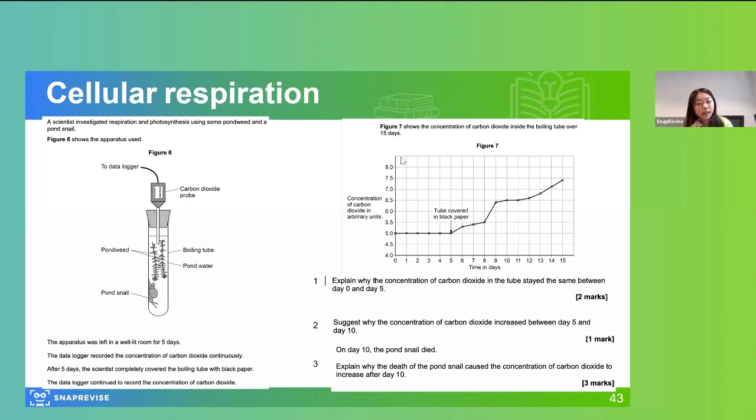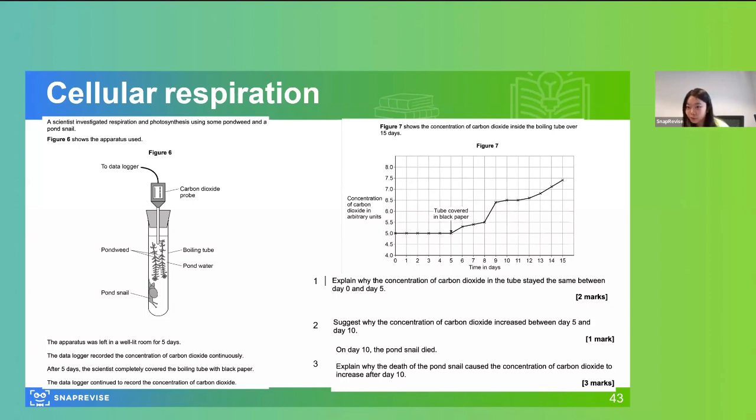Okay, let's have a go at just explaining it very quickly. So the first question is asking you why the concentration of carbon dioxide in the tube stays the same between day 0 and day 5. Based on the question, we know there's pondweed and a pond snail in the boiling tube. So the pond snail is respiring. The pondweed is also respiring, but it is also carrying out photosynthesis.